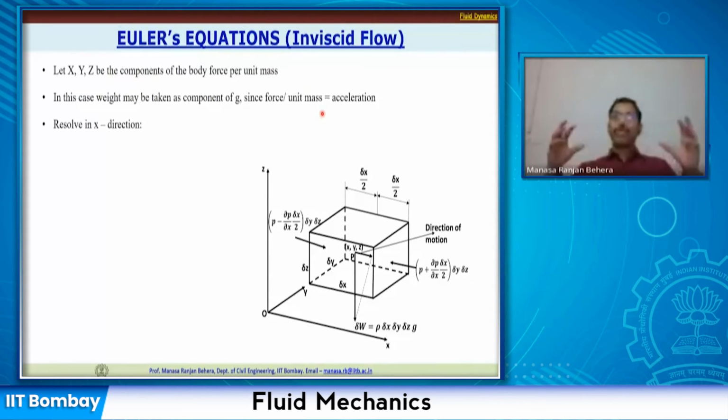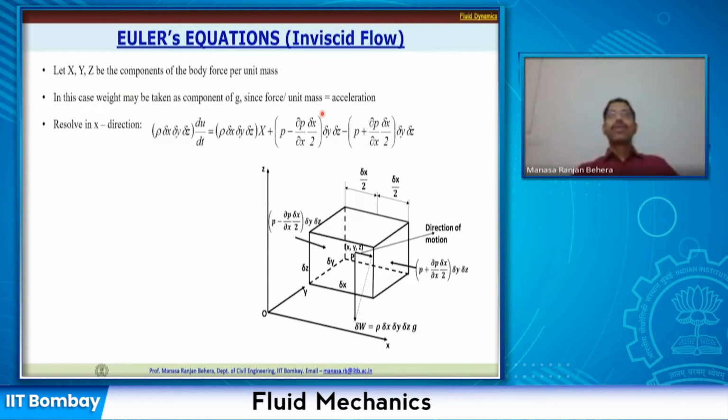Okay, so we will write all the forces acting in the x direction and equate it to mass into acceleration. All right, so if you write it down, this is what your expression is. This is nothing but your mass: rho delta x delta y delta z is the volume, so multiplied by density gives you the mass, multiplied by du by dt, which is nothing but your acceleration. Okay, this is total acceleration. So mass into acceleration is equal to the force.